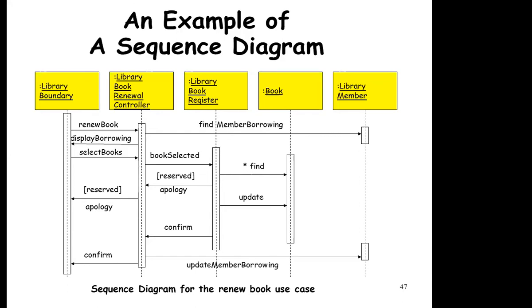Then we have to see whether the selected books are reserved or not. If any person comes to the library and wants some books, he requests some books. Then we have to see whether these books are reserved for a teacher or someone else. If that book is already reserved, then we have to apologize that this book cannot be issued. That is given to the library boundary. So the member is on the other side of the boundary.